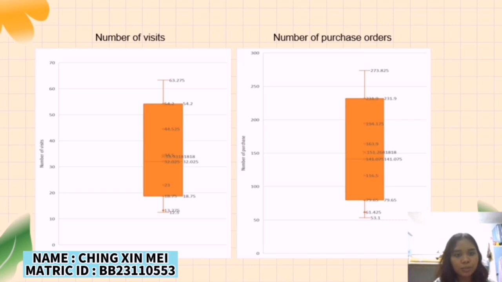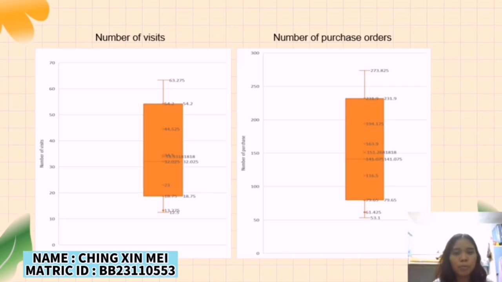Let's move to the interpretation based on the box plot for the number of visits and the number of purchase orders. As we can see, the median line inside the box for the number of purchase orders is higher than the number of visits. Some websites are more effective in converting their visitors into customers.